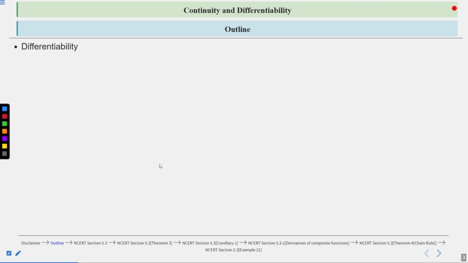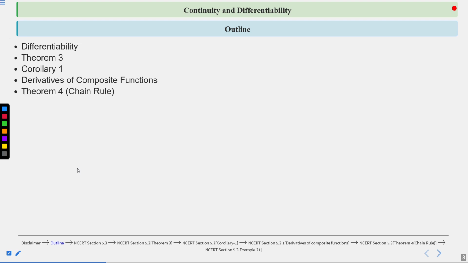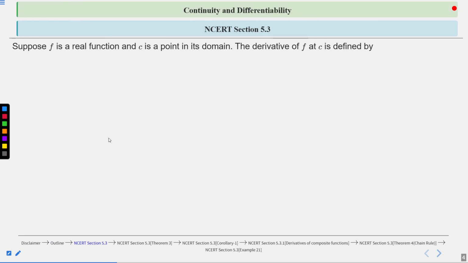So in this part, we will study differentiability. We will study Theorem 3 of NCERT, Corollary 1, derivatives of composite functions, and Theorem 4, which is the chain rule. Example 21, right? So let us start. NCERT section 5.3. Let us start.